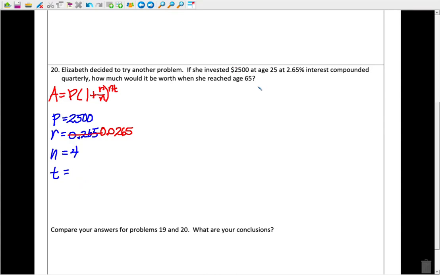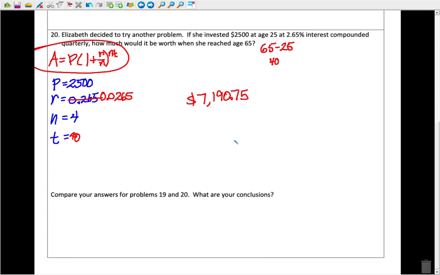And reaching age 65 this time means we're just going to take 65 minus 25. So it's less years. It's only 40 years difference in the time versus the other one being 45. If you put all of this into the compound interest formula here, you are going to get $7,190.75.